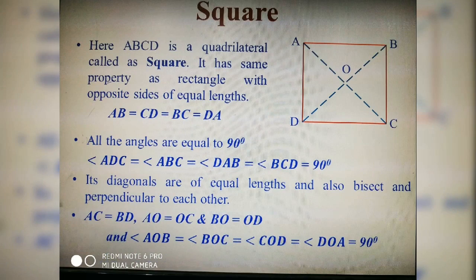Next, square. ABCD is a quadrilateral called a square. It has the same properties as a rectangle, with opposite sides of equal length. That means AB is equal to CD is equal to BC is equal to DA, and all the angles are equal to 90 degrees. And here the diagonals bisect each other, the diagonals are perpendicular to each other, and the diagonals are equal.